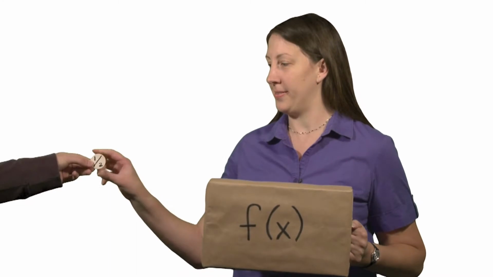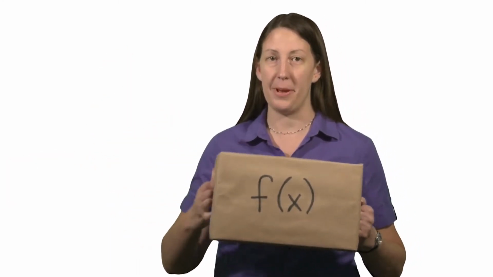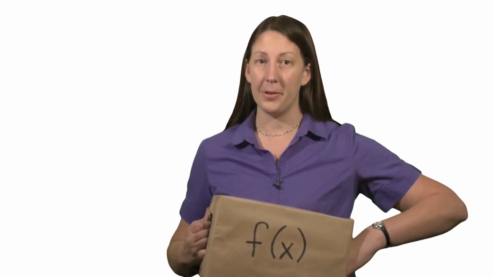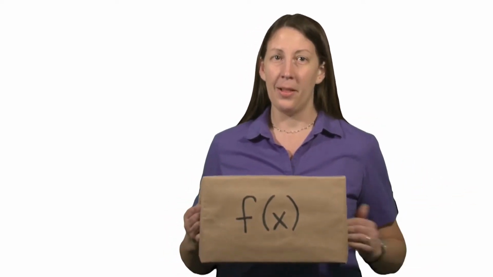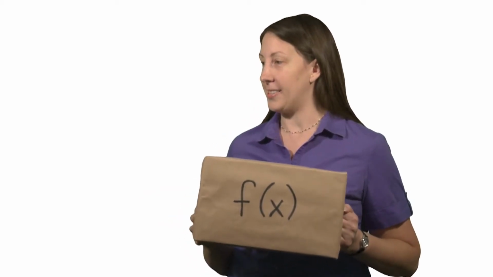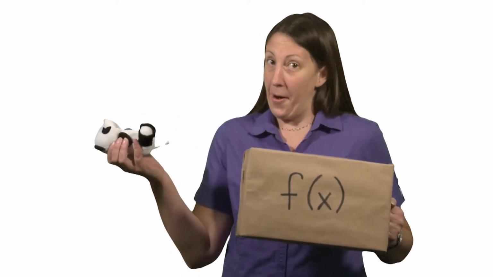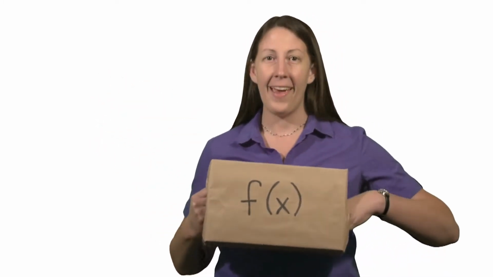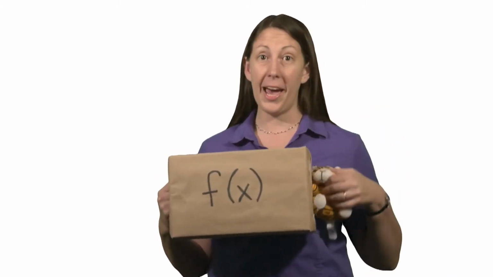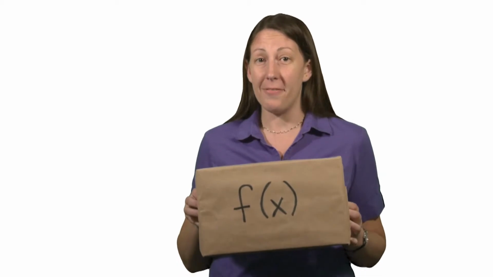Let's do one more. We're going to plug in a half. We plug in a half as my input into my function, and out comes my value of 7. f of a half equals 7. Let's try one more. What would you like to try next? Panda. Oh well, let's give it a try. f of panda, we put panda into the function, and out comes tiger. f of panda equals tiger. This is my function f of x.